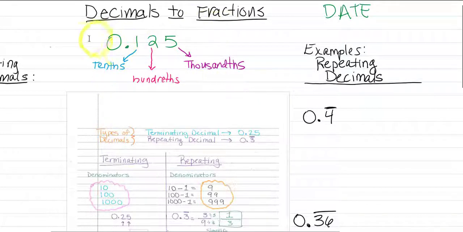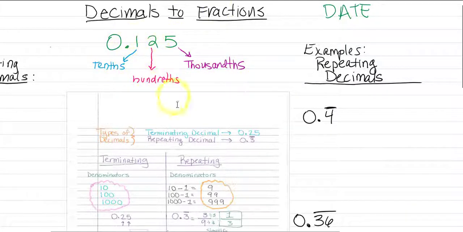So we're going to do a quick review of place value when you're looking at digits to the right of a decimal. Here's my decimal place. I have 0.125. The 1 is in the tenths place. That's tenths, so the fraction for that would be 1/10. The 2 is in the hundredths place, so that fraction would be 2/100. And the 5 is in the thousandths place, so that would be 5/1000.